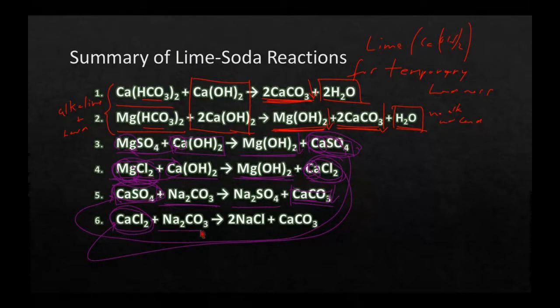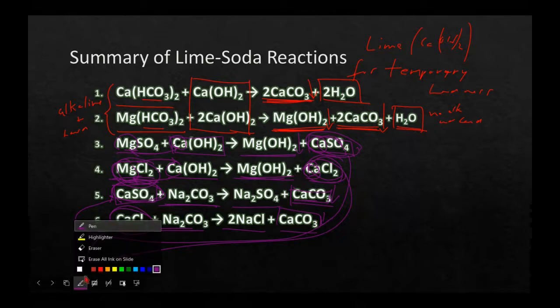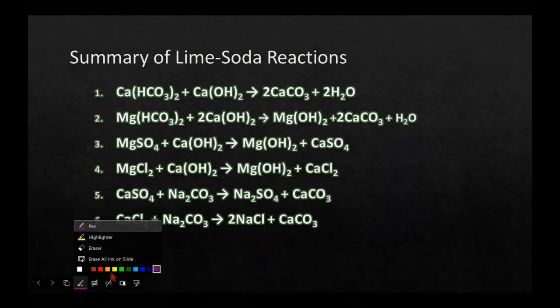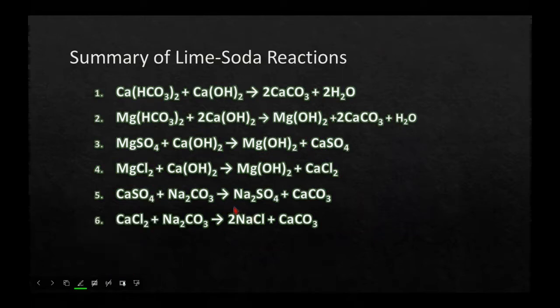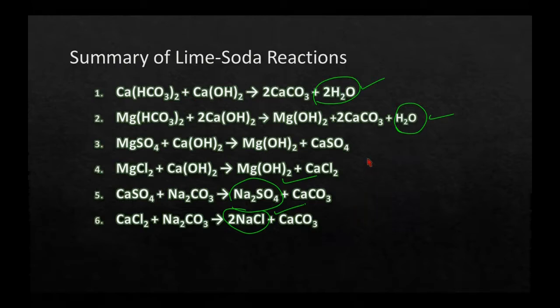And as for the calcium chloride, again, we have the soda ash, and the products we get are sodium chloride and calcium carbonate precipitate. So what we're left with then, what is leaving the lime soda reactor or lime soda softener, is this stuff: water, dissolved sodium sulfate, and dissolved sodium chloride.